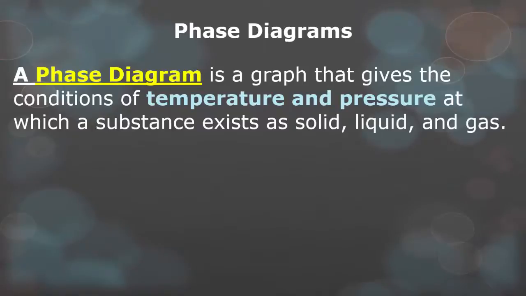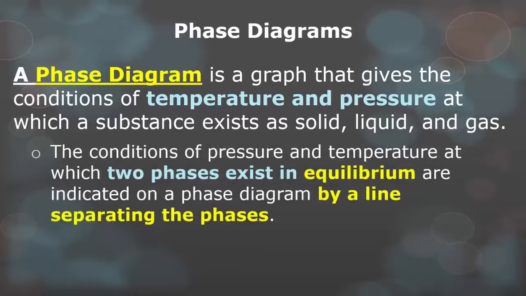So a phase diagram is literally just the graph with the x and y axis that give you temperature and pressure at which any substance can be in either the solid, liquid, or gas phase. The different temperatures and pressures will then direct you if that sample is solid, liquid, or gas. The conditions of pressure and temperature at which two phases exist at the same time is what we call equilibrium. Equilibrium is indicated on the phase diagram by all of the lines that separate the different phases.